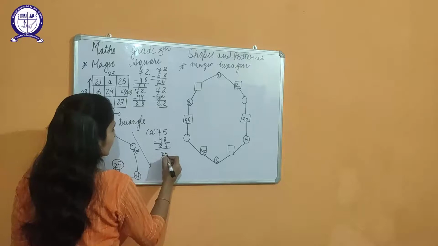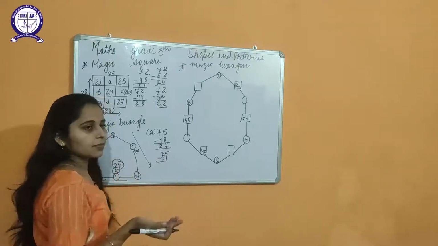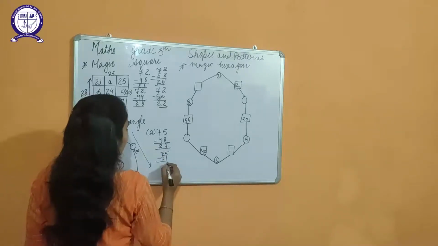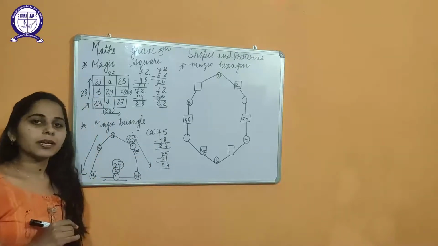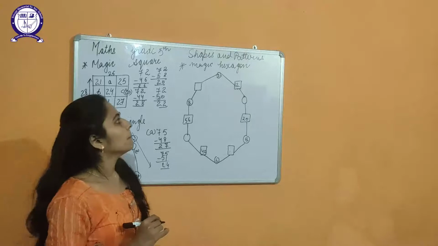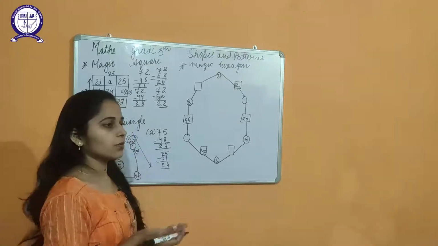In the B part also, what we have to do, we will add this and it will be 51. We will subtract 51 from 75. What will be the answer? 24. So at the place of B, what will be the answer? 24. Now magic hexagon. First of all, what is a hexagon?